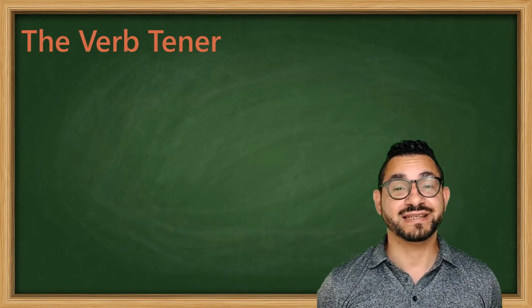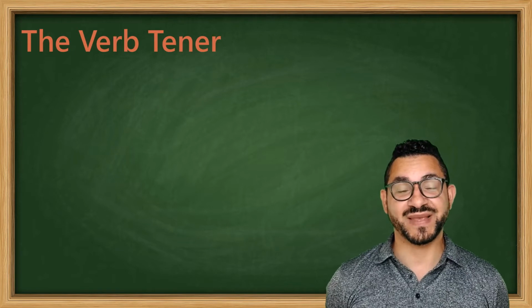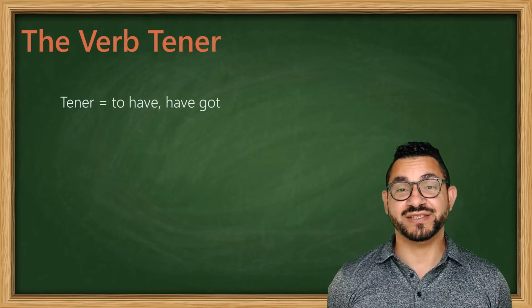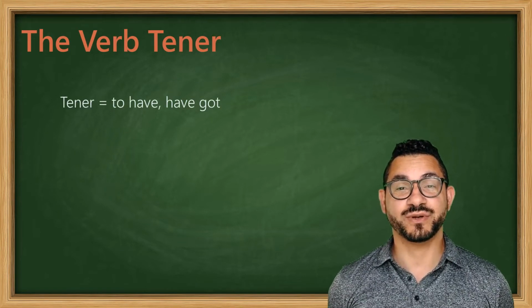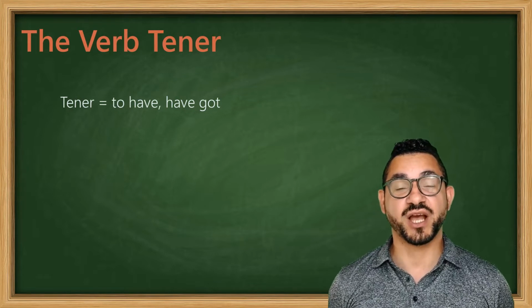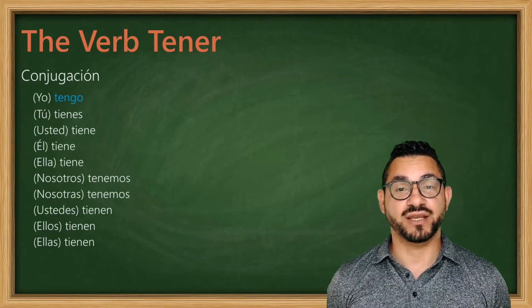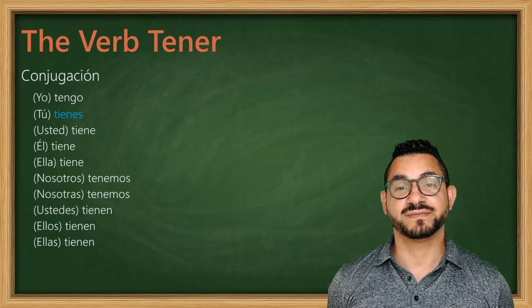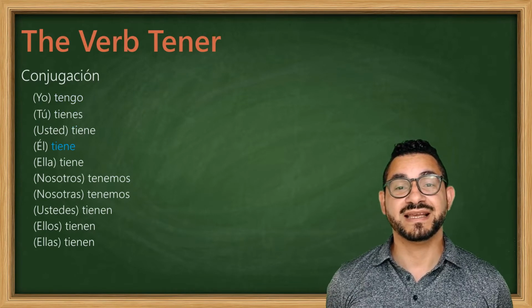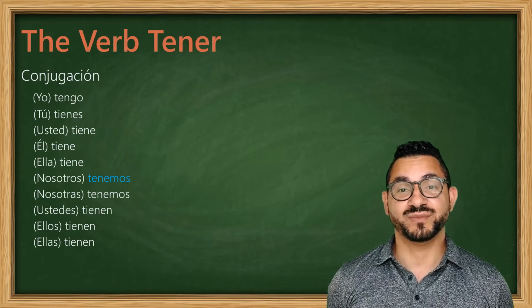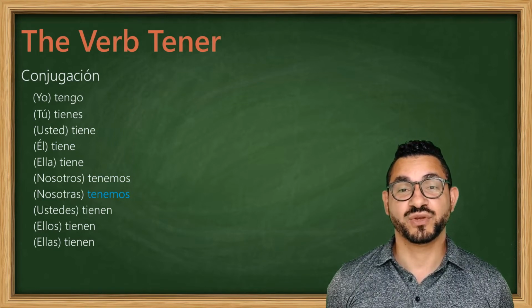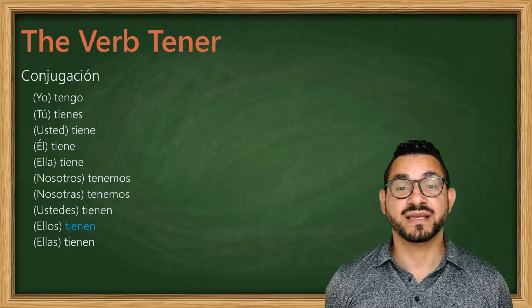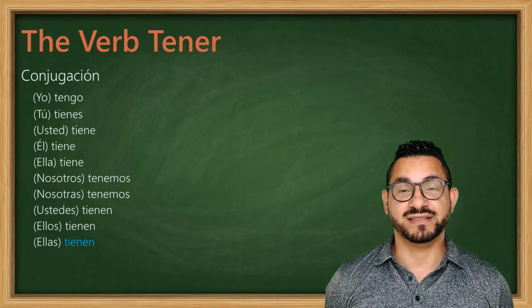The verb tener is another widely used verb in Spanish. Its English translation is usually have or have got. Let's start by conjugating it. Yo tengo, tú tienes, usted tiene, él tiene, ella tiene, nosotros tenemos, nosotras tenemos, ustedes tienen, ellos tienen, ellas tienen.